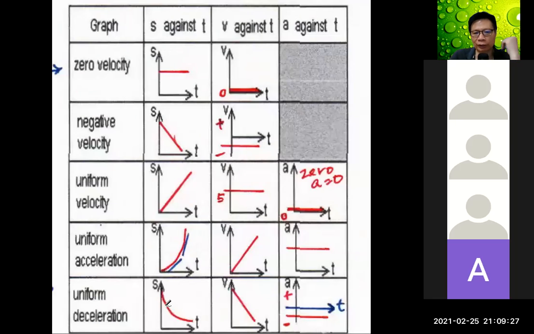Uniform deceleration. Going down with a curve. You go up a curve is uniform acceleration. Going down is uniform deceleration. Okay, uniform deceleration, the opposite of this. And here, of course, the opposite of this is this one, no? Going down. Okay, negative gradient. Negative gradient means deceleration.